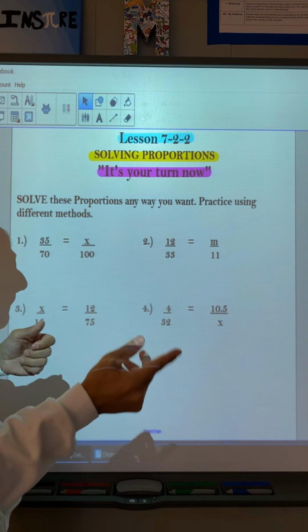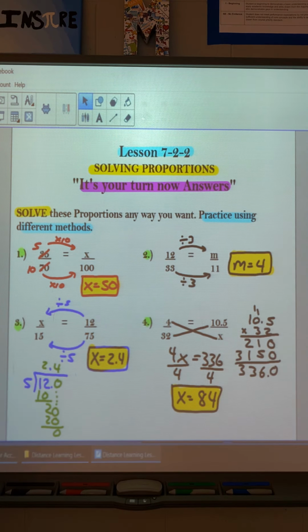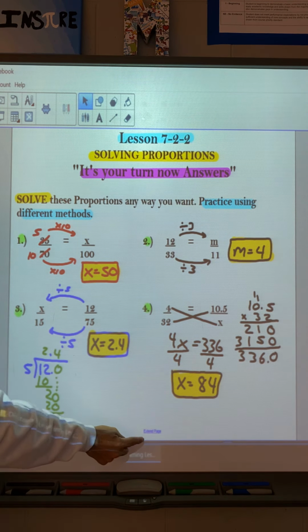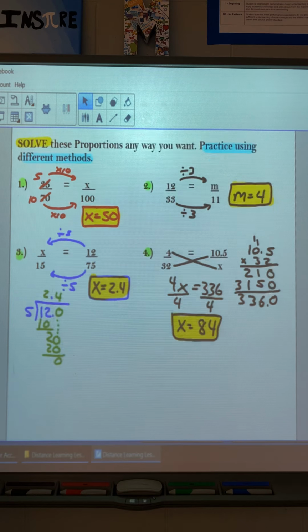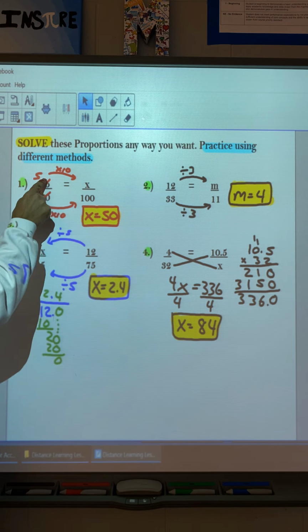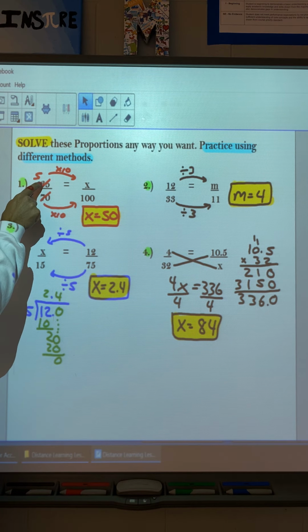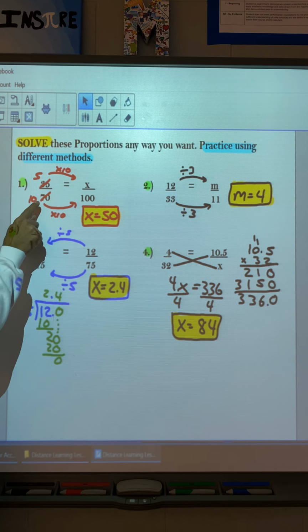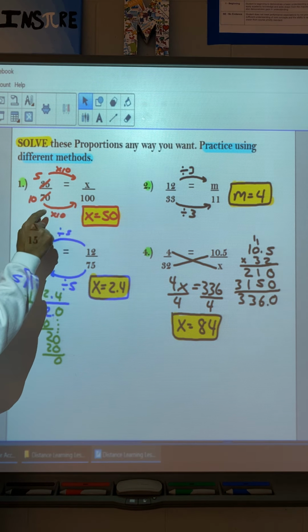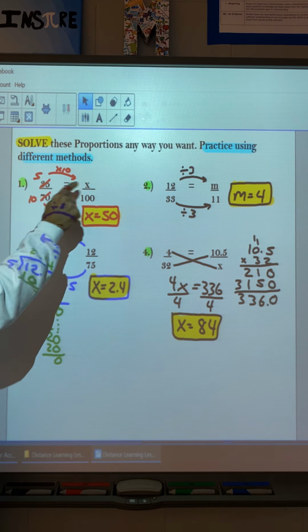And you're back, so you want some answers? Okay, I'll move this up a little bit. Okay, so if you notice on this first one, I simplified the fractions. I knew that 7 went into 35 5 times, 7 went into 70 10. And then 10 over to 100 is multiplied by 10, multiplied by 10.